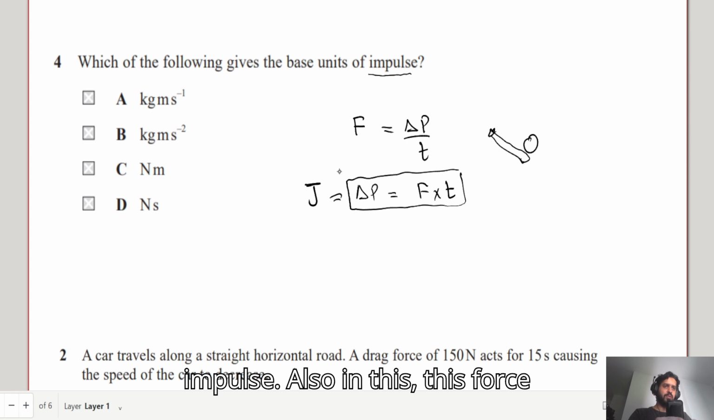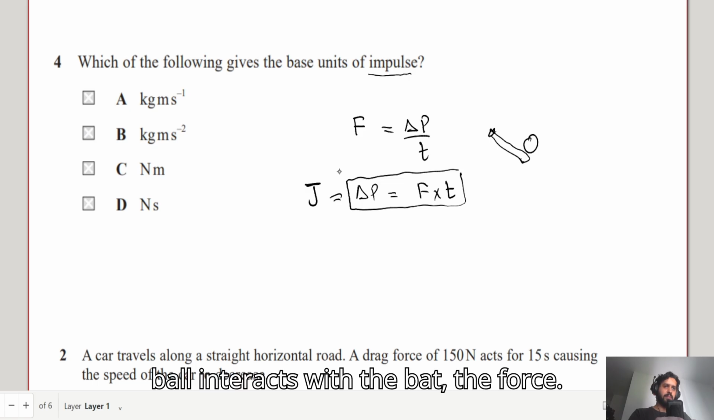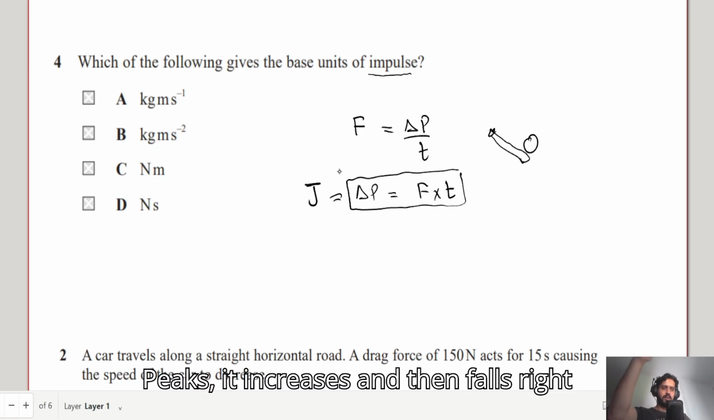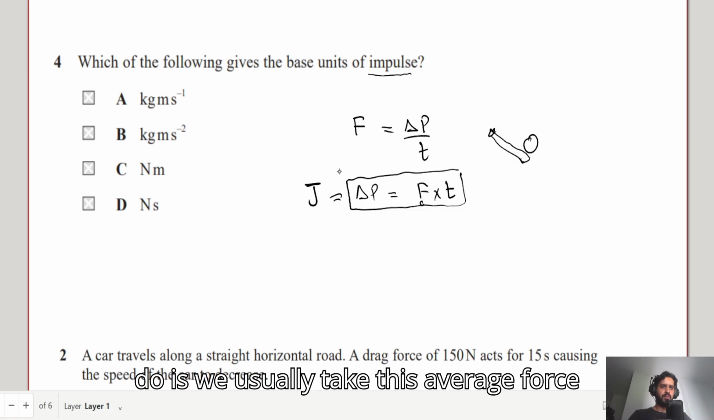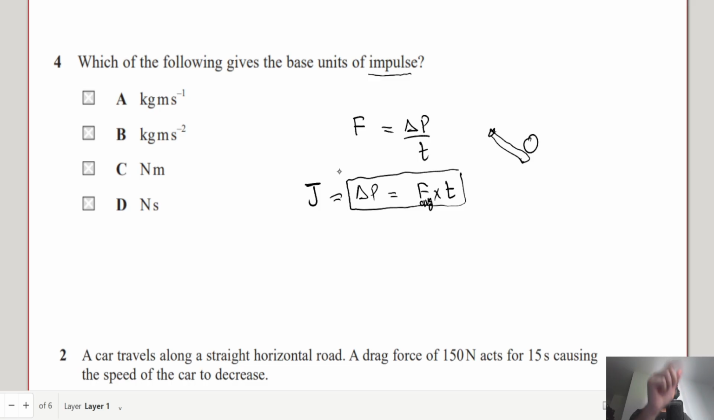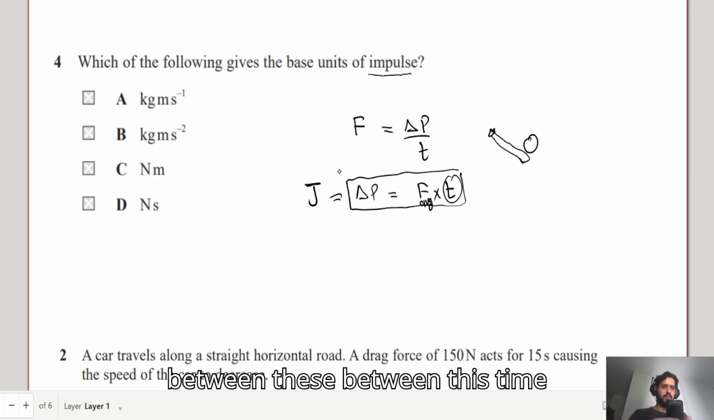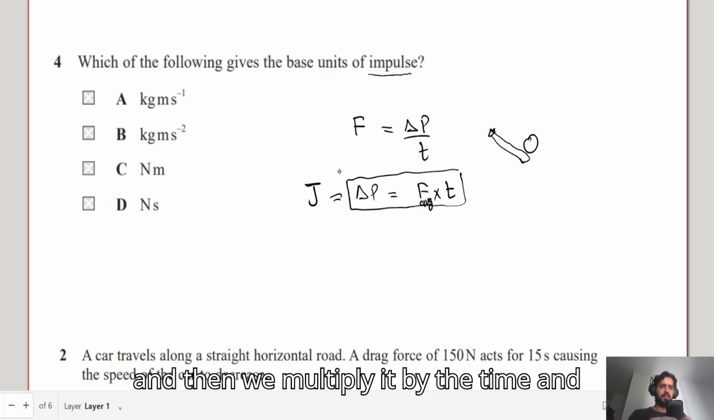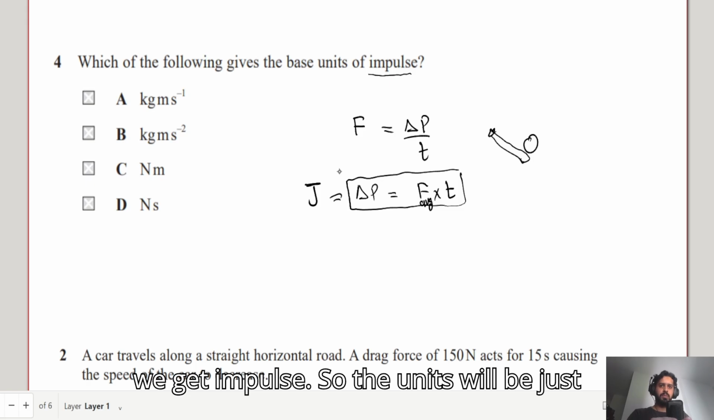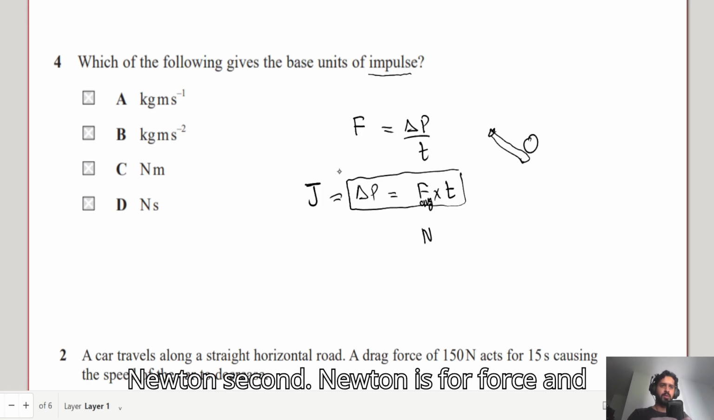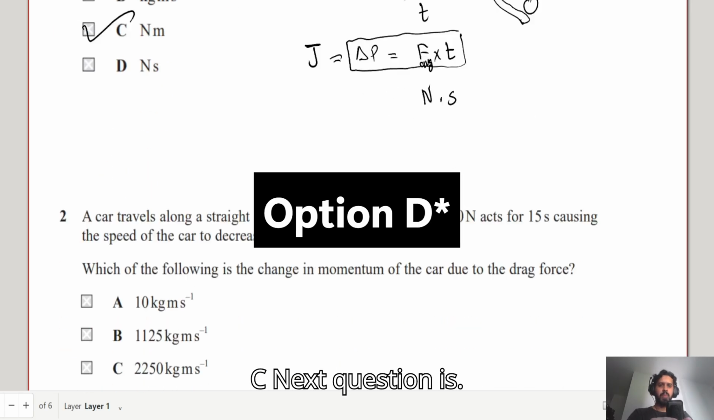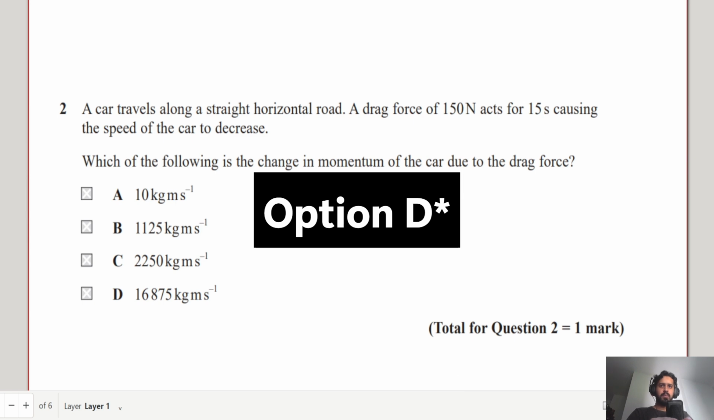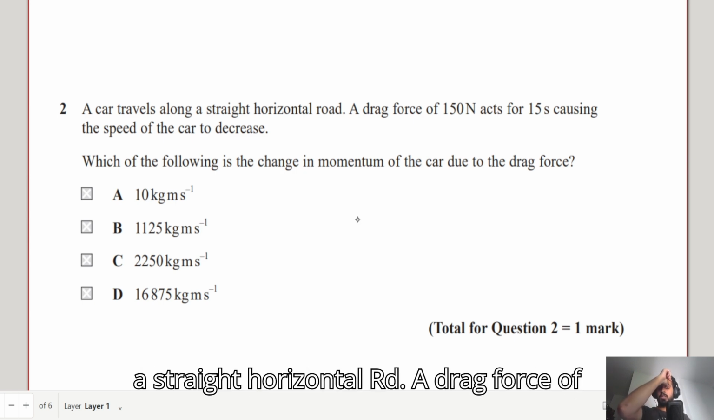Also, in this case the force will not be constant. So when the ball interacts with the bat, the force peaks, it increases and then falls, right, between this interaction time. So what we usually do is take the average force over this time, and then we multiply it by the time and we get impulse. So the units will be just Newton second. Newton is for force and second for time. So it's option C.